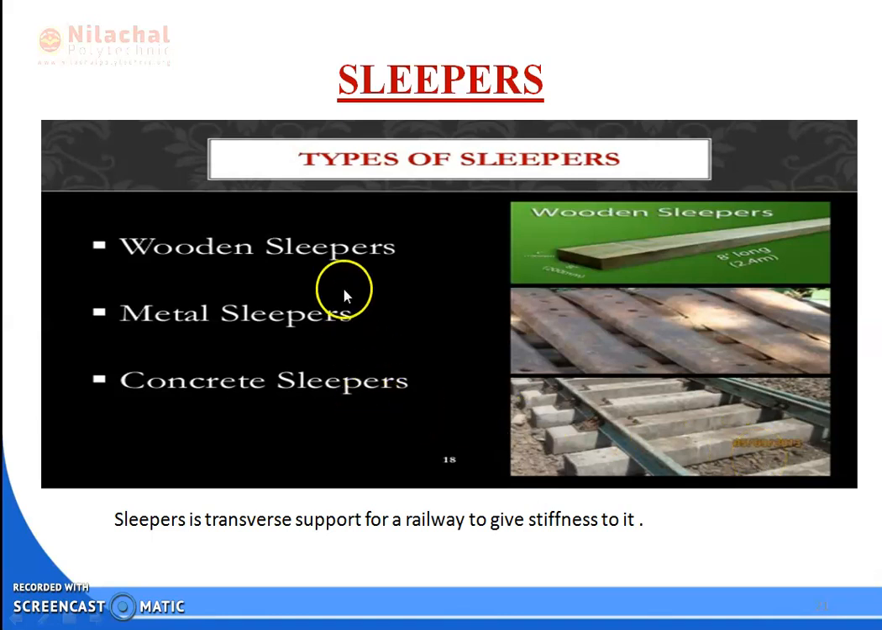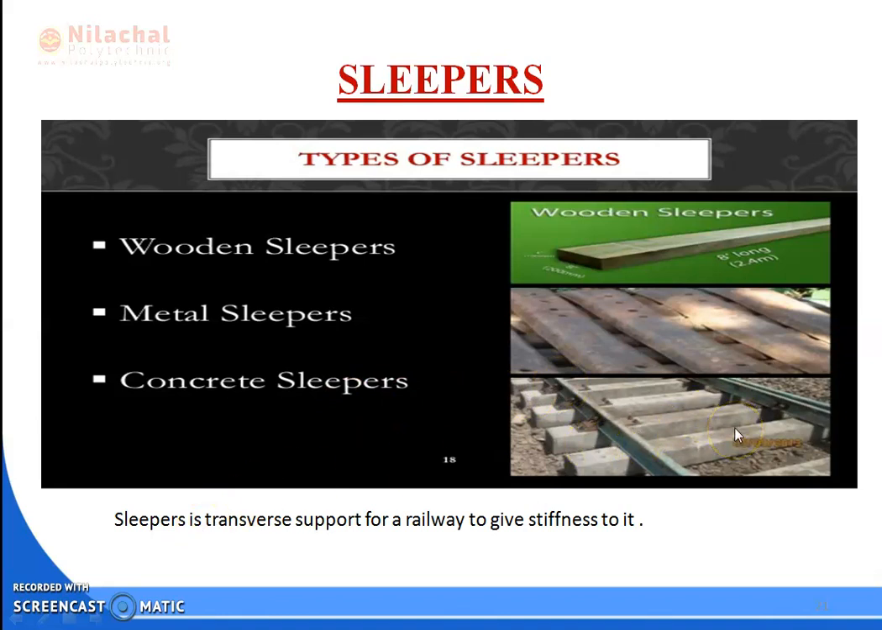Okay. So basically slipper is of three types. What are they? First one is the wooden slipper. This is the picture. Second one is the metal slipper. This is one. And next one is the concrete slipper. This one. Okay. So slipper is a transverse support for a railway to give stiffness to it. Normally in the rail track, the slipper is always provided in a transverse direction.